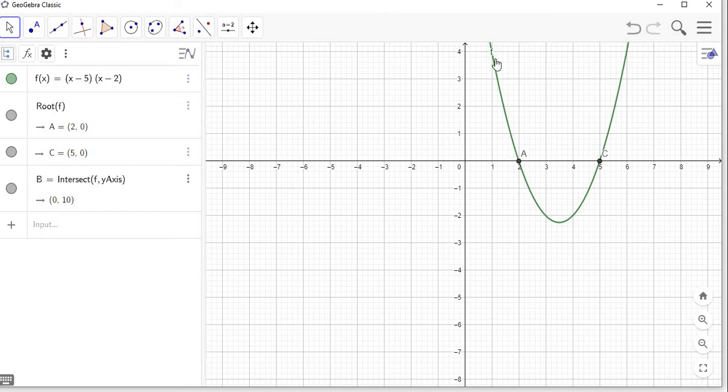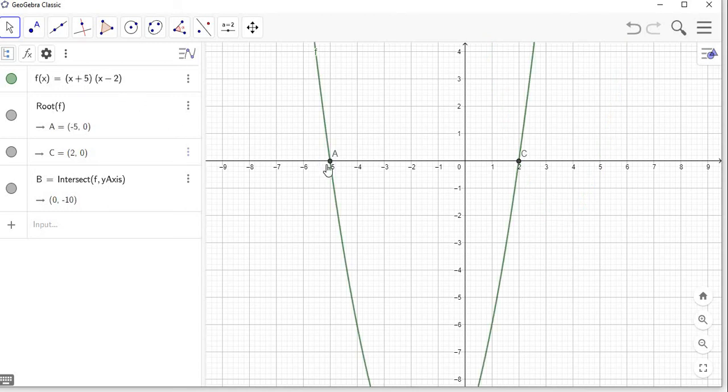So quadratic equations, when they are graphed, will always be in a curved shape and they will always cut the x-axis at the value where this is equal to 0. So where x minus 5 is equal to 0, x is equal to plus 5. When x minus 2 is equal to 0, x is equal to plus 2. And if one of these was positive, it now cuts the axis at minus 5 and plus 2.